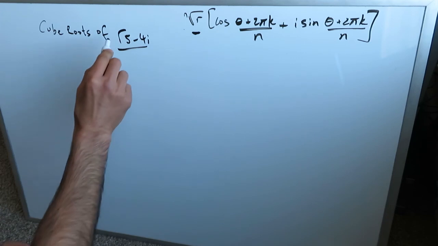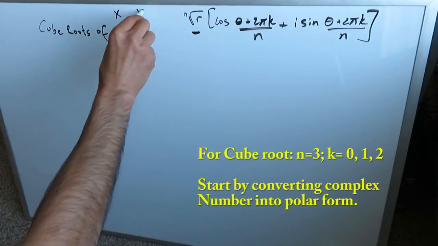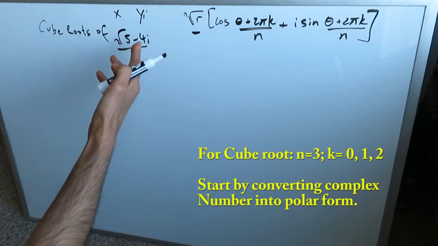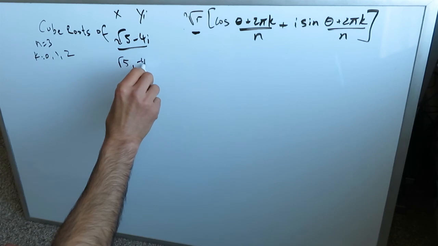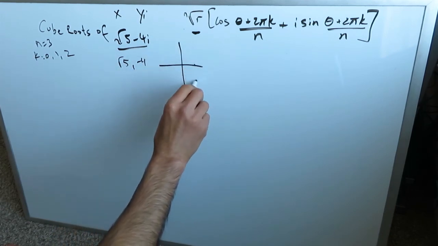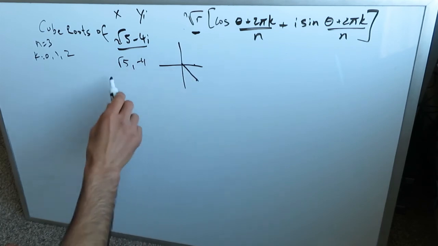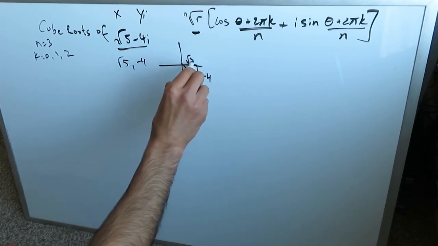So as our last question, we have to determine the cube roots of this complex number, root 5 minus 4i. Root 5 is your x component, or your real component, and the minus 4i is of course your imaginary component. It would be root 5 comma minus 4. If you plot it out, root 5 comma minus 4 puts you in the fourth quadrant: minus 4 down this way, and root 5 across that way.